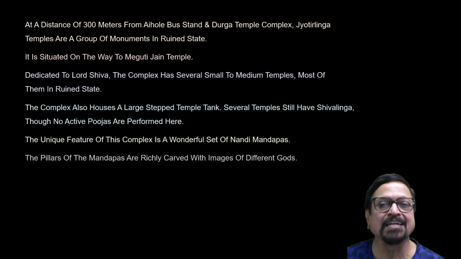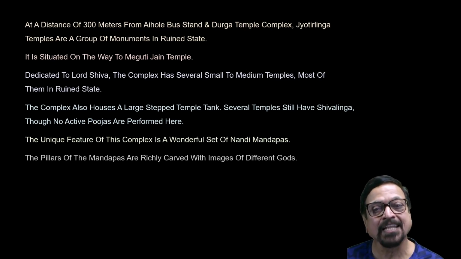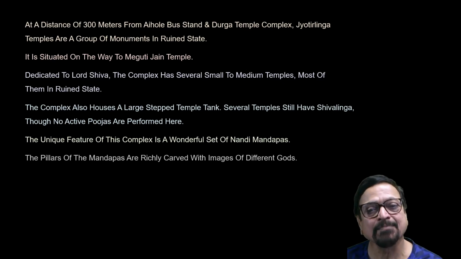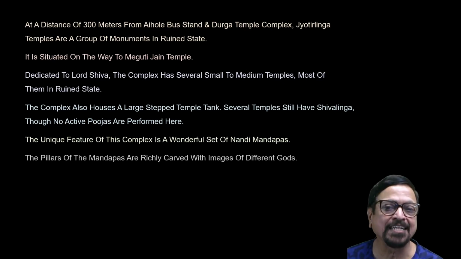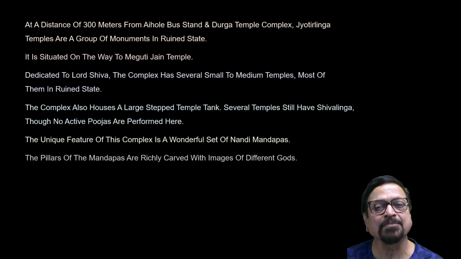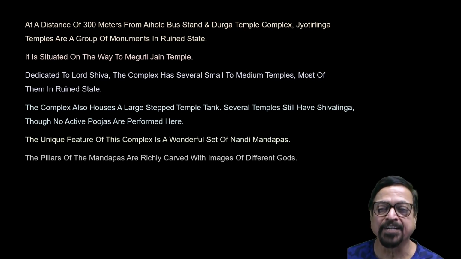In each and every temple of Aiholi, you will see some changes. They have added something, they have changed something, and they have tried to make it different from the earlier. So here what we see is a Nandi mandapa. Nandi are placed at two places. One is inside the temple complex, inside the temple, or it can be kept outside, in the open air or in a Nandi mandapam. The pillars of the mandapam are richly carved with images of different gods.